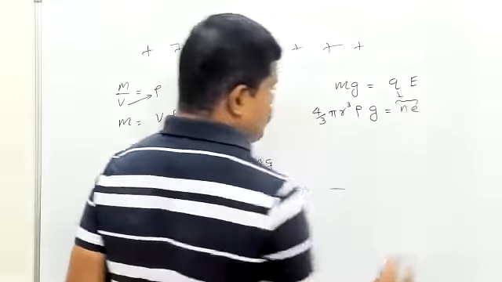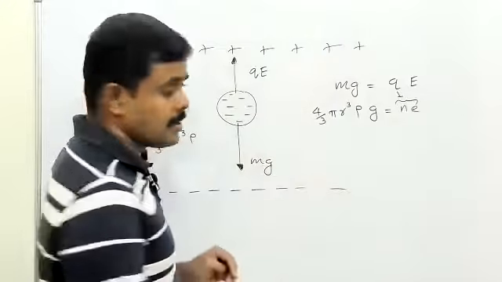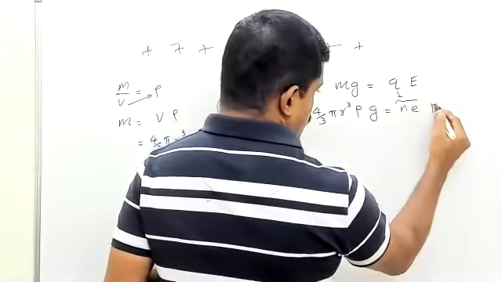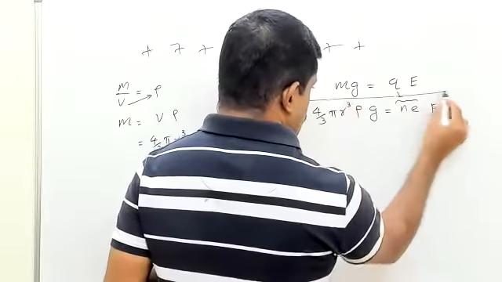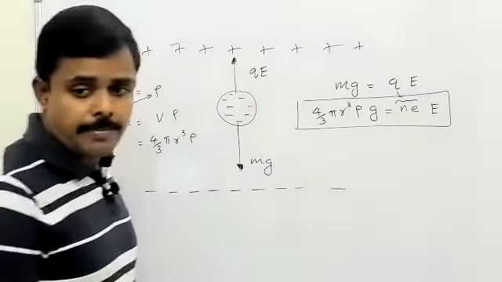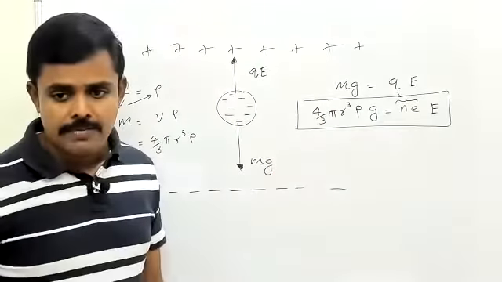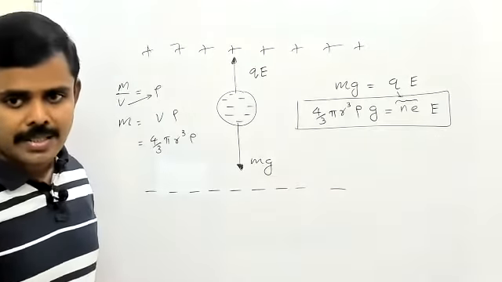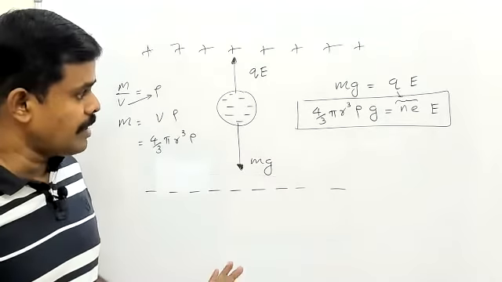Hope you learned. Hope you remember. This was the very first equation that I taught you in class 12, Q equals N e, into E. Now this is the most important equation in this part. From this they may ask up to 6 different questions. I'll tell you those questions in the next class. I'll explain this one more time and we'll wind up for the day.